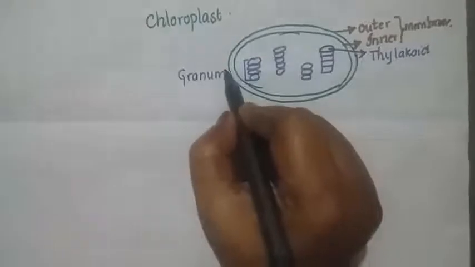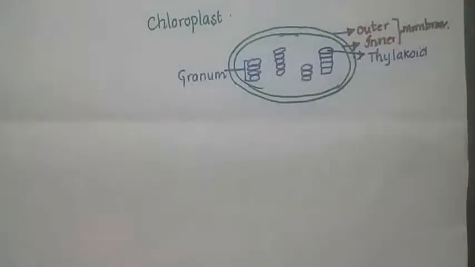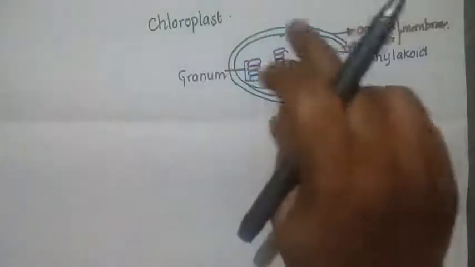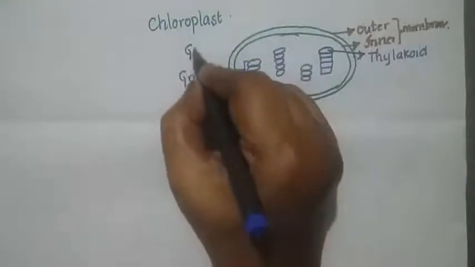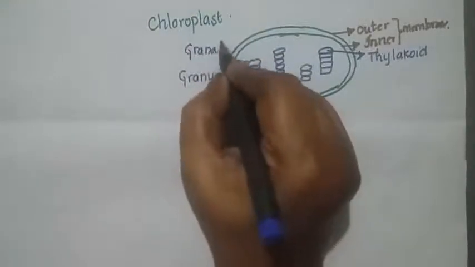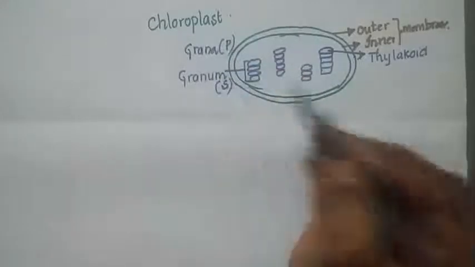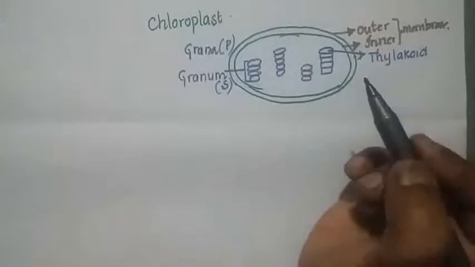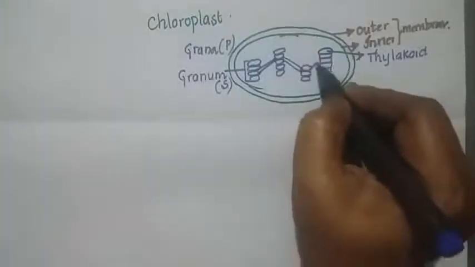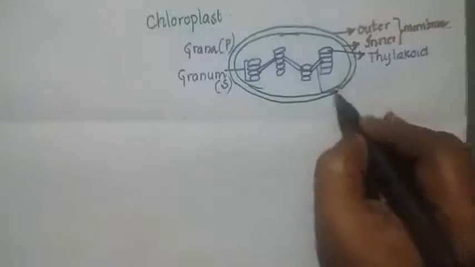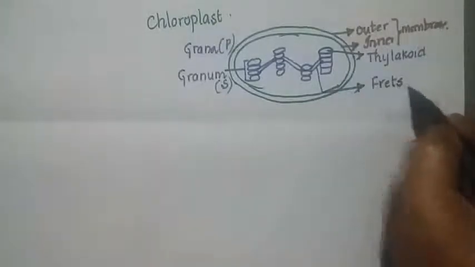So what is a granum? Granum is nothing but a pile of thylakoids. All the granum are collectively known as grana. So grana is the plural form, granum is the singular form. And all these granum are interconnected to each other by tubular structures known as frets.